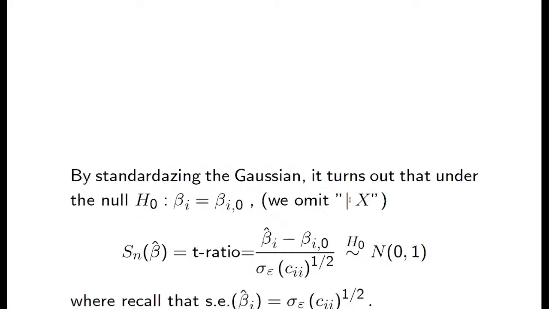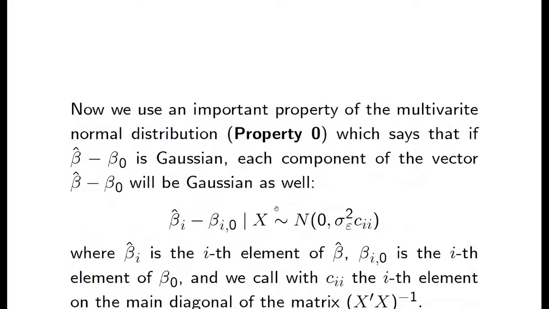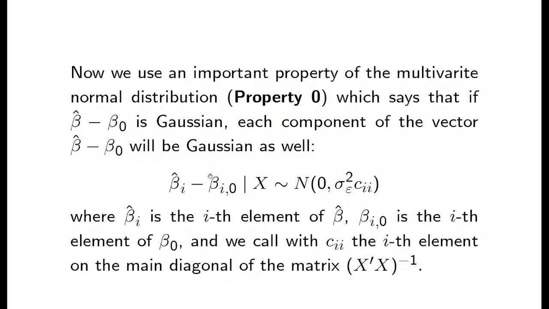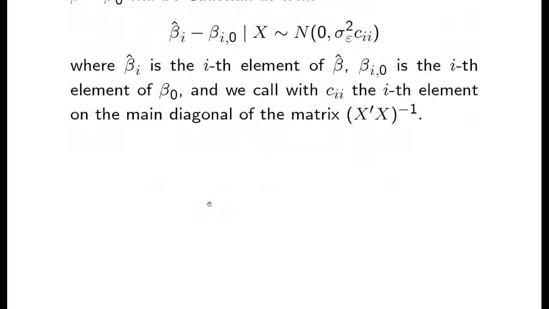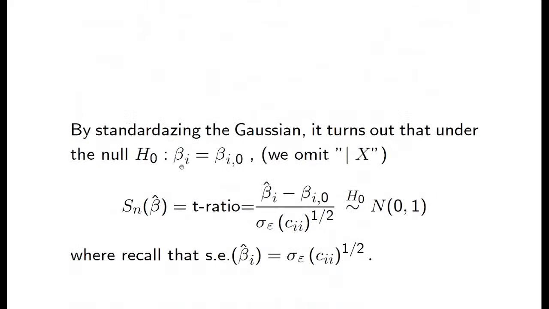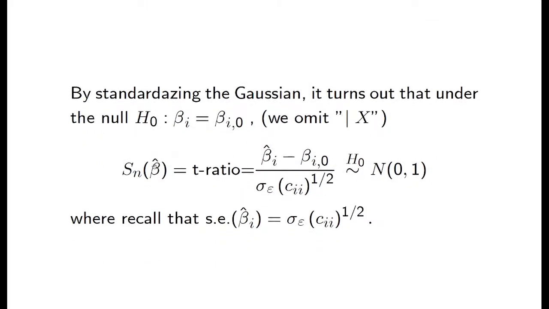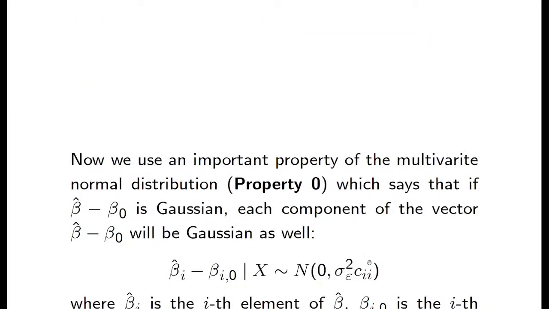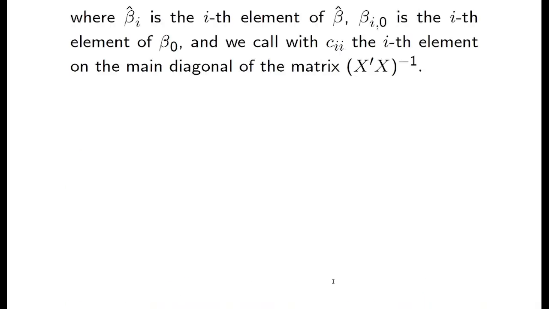Now we know how to standardize a normal. If we know that this object is normal, if we have this result, we know how to standardize it. What we typically do in order to get a normal 0,1 is divide by sigma epsilon times the square root of C_ii. You should see that, under the null, beta i is equal to beta i 0. For the moment, I just omit, I should write all the time that I'm conditioning with respect to the x, but I don't want to have a nasty notation, so I will simplify. I'm omitting the conditioning argument, but it is there. So the t ratio will be the numerator divided by what? I'm taking the square root of the variance, so I'm taking the square root of this element, and so I get this result.